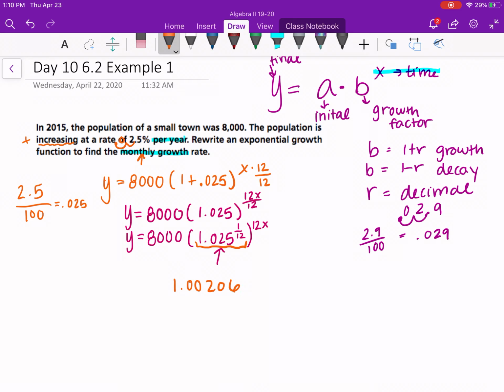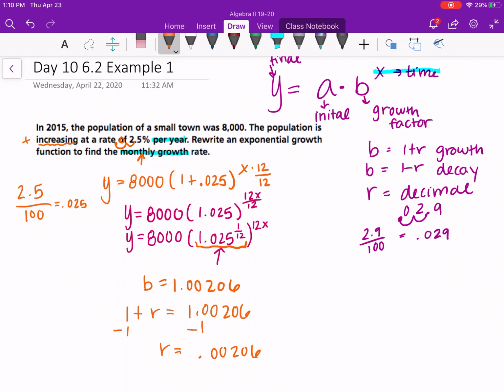1.00206. Okay, so remember, this was our second to last example from 6.1. This is B right here. I don't want to know B, I want to know the growth rate. I just want to know the R value. So to figure out the R value, if B is 1 plus R, and that's this number right here, then all I have to do is subtract 1 from both sides, and R is 0.00206. And that's my monthly growth value.